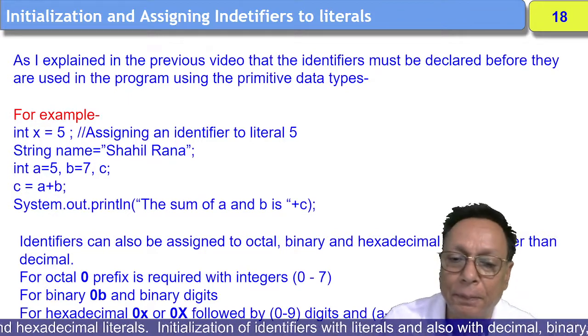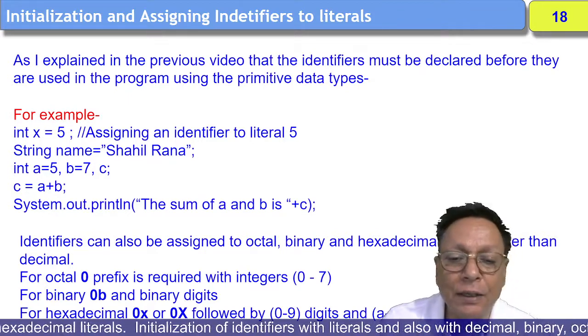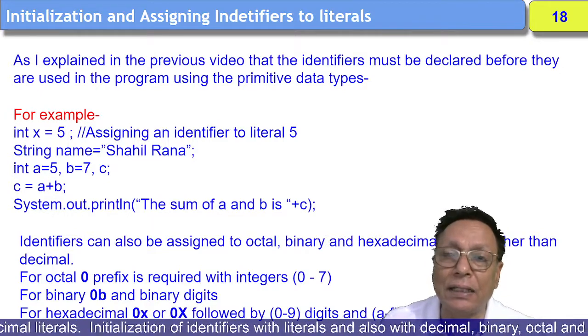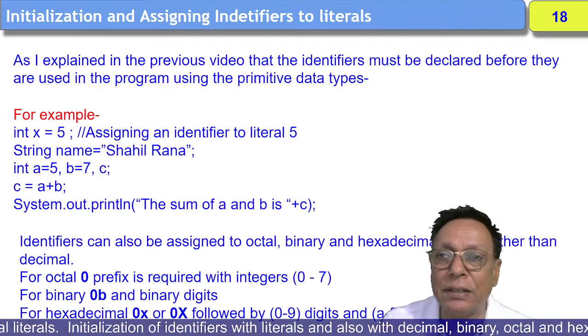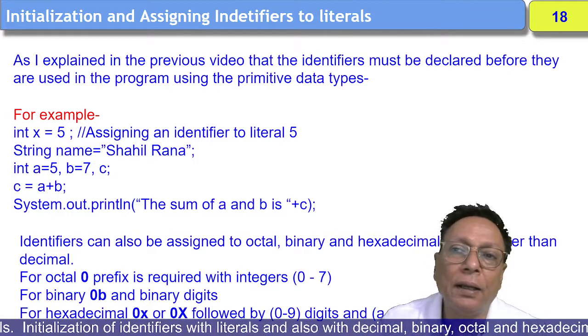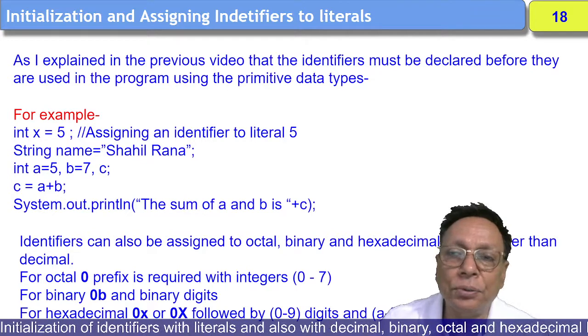The next is hexadecimal. Hexadecimal is basically a collection of 16 digits. But in our system, we use only 10 digits, that is 0 to 9.